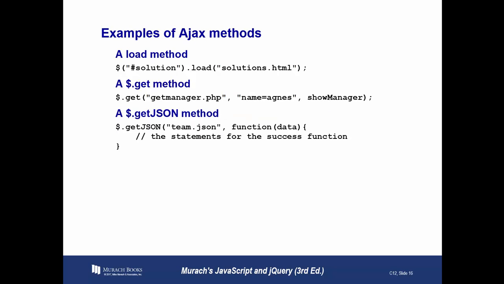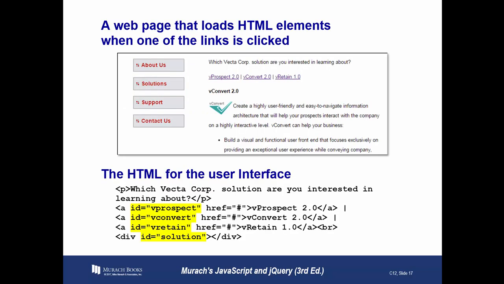This first example uses the load method to load the HTML from a file named solutions.html. The second example uses the get method to load the XML data, and the third uses the getJSON method to load data.